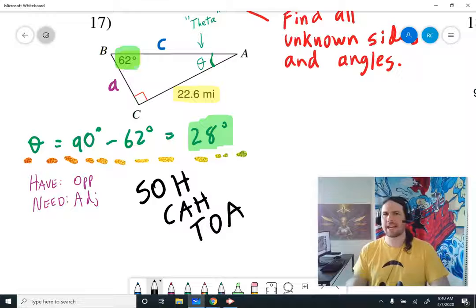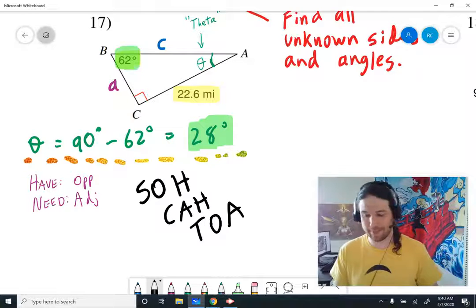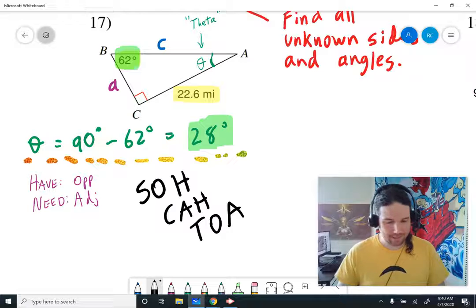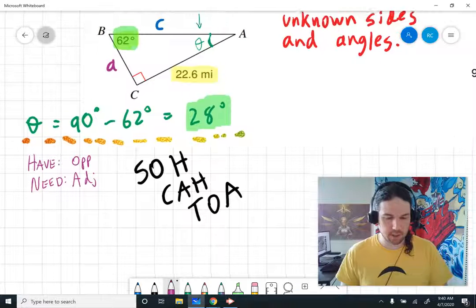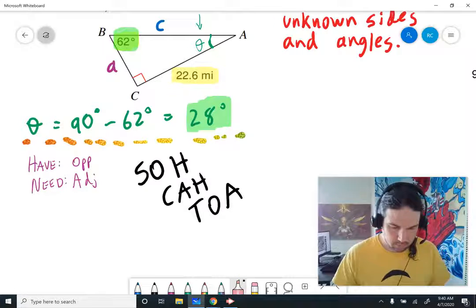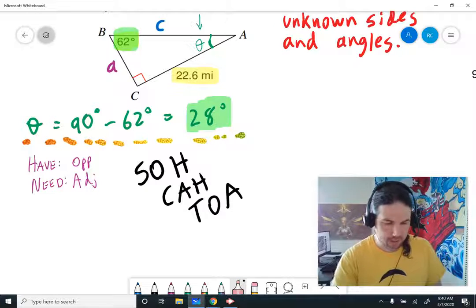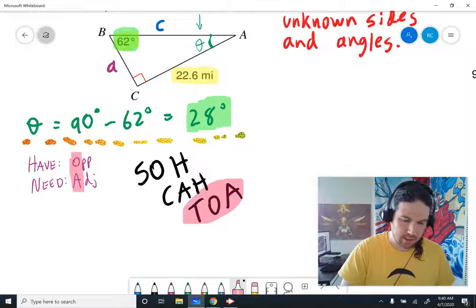I wonder if any of you actually wrote it on your hands. I hope some of you did, but I'm inclined to doubt it. So we have the opposite, we need the adjacent, we're using SOHCAHTOA. Looks to me like the only one of these three that has both opposite and adjacent is tangent, TOA.